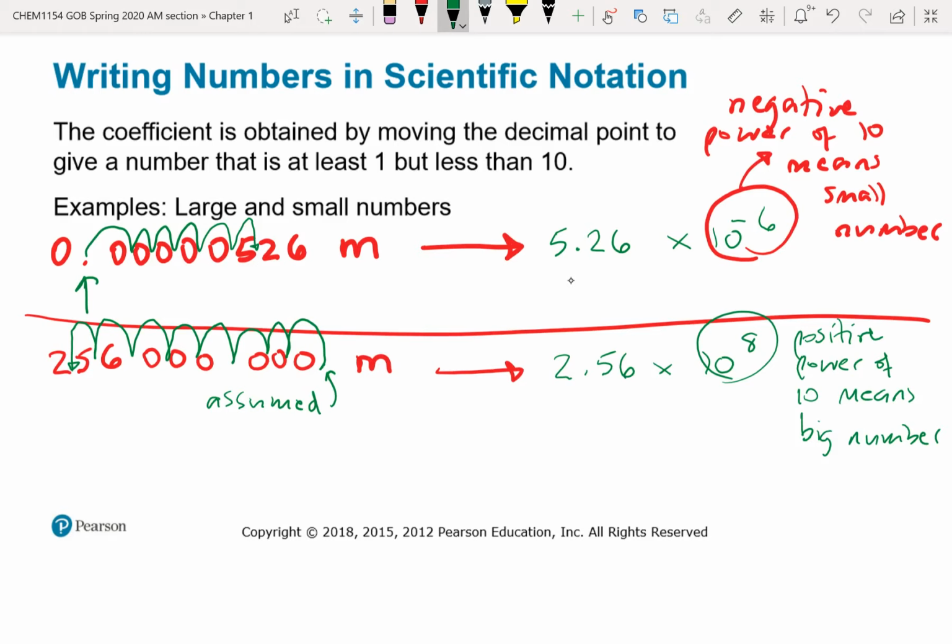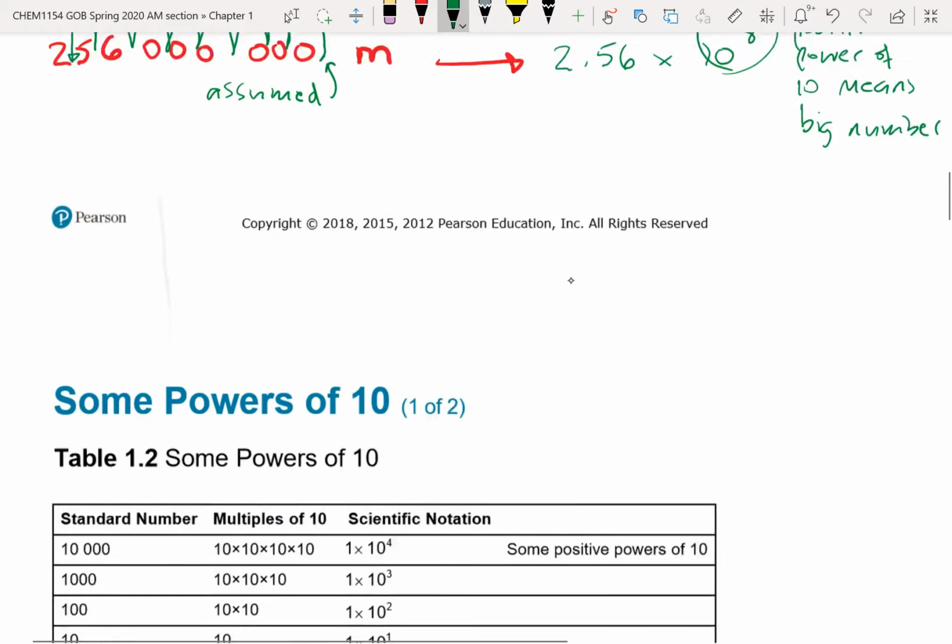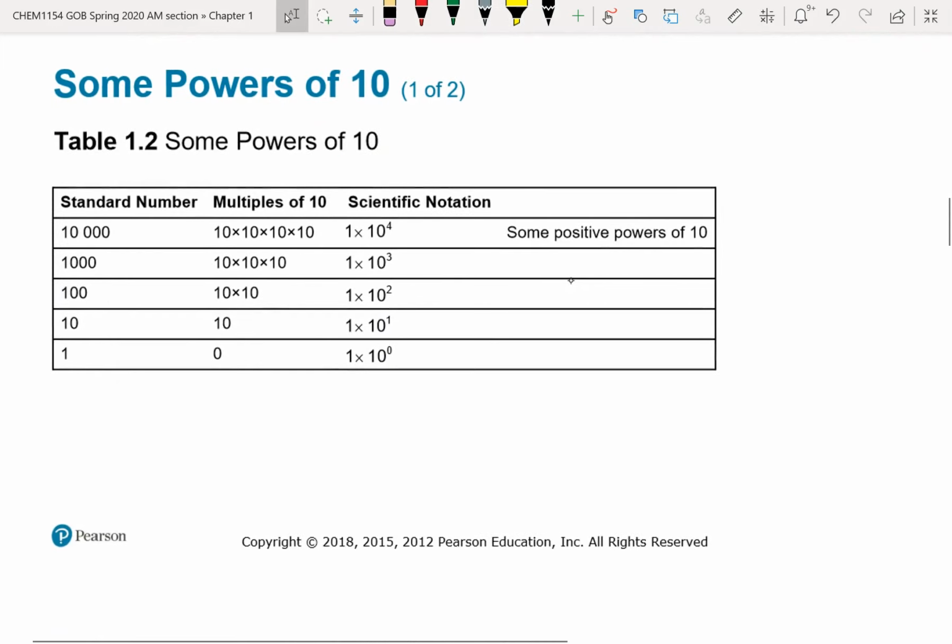Does that make sense? All right, so scientific notation or exponential notation, we have a coefficient, a number between 1 and 10, times 10 raised to a certain power. That power tells you whether it's positive or negative. It tells you whether the number is big or whether it's small. All right, so down here we have some examples of powers of 10 and what they correspond to.